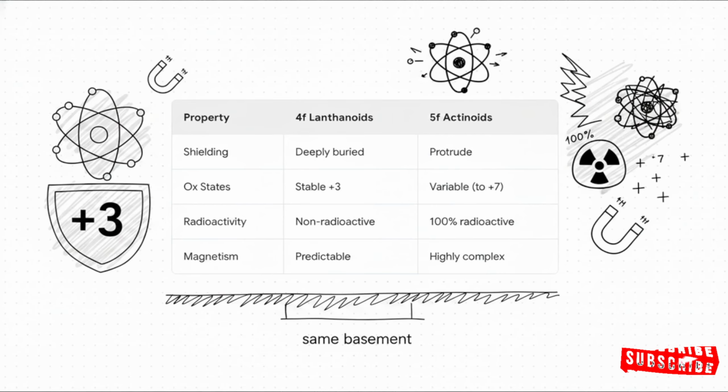Lanthanoids are highly predictable. They're very similar to each other. They're dominated by a super stable +3 oxidation state. They are mostly non-radioactive, and their magnetic behavior makes sense.